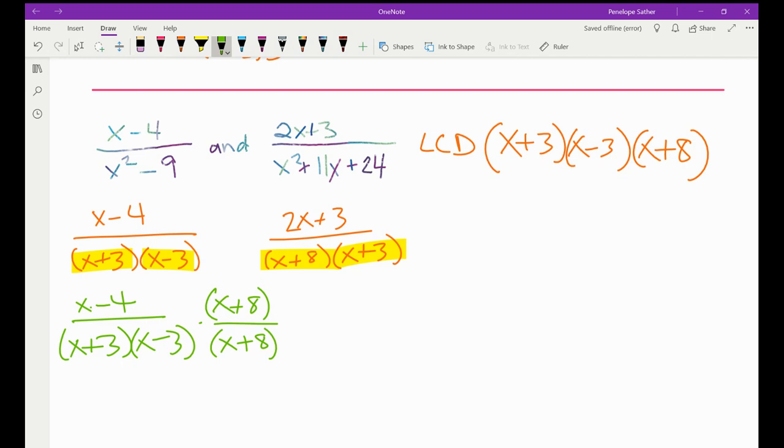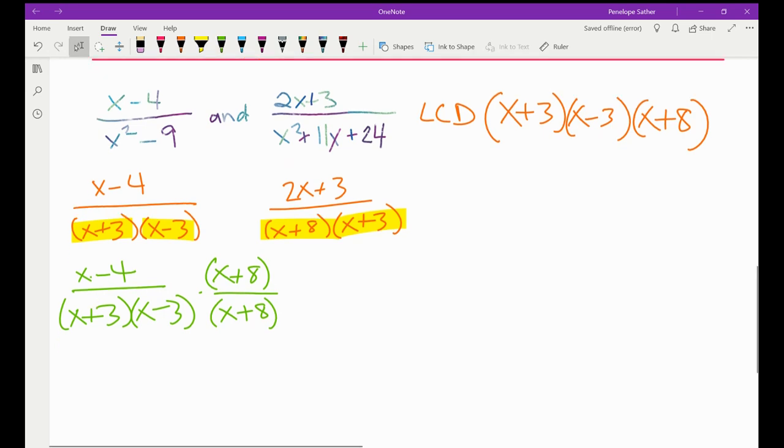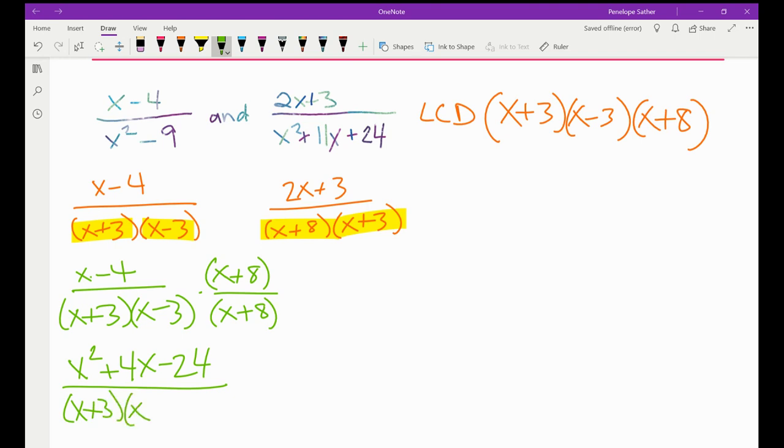Okay, so as I'm working this out, if I do that distribution on the top, we're going to have x times x, which is x squared. If we multiply x times 8, we get 8x. Negative 4 times x is negative 4x. If you add 8 plus 4, you get positive 4. And then negative 4 times 8 is negative 24. All right, and then we can just write our LCD, our x plus 3, x minus 3, and then x plus 8.